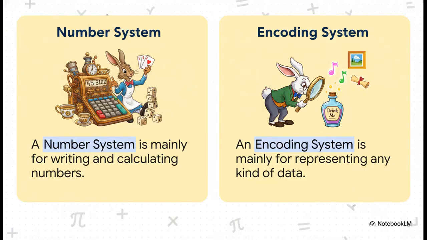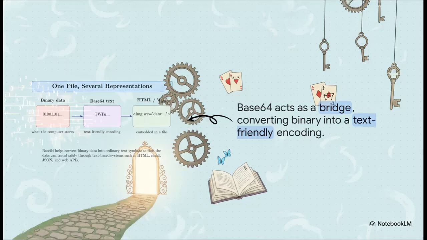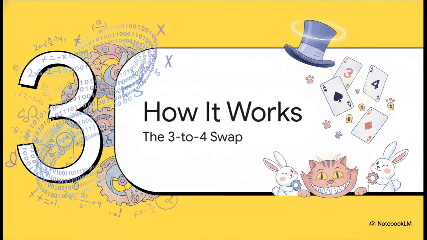And this distinction is absolutely crucial. A number system like base 10 or binary is for doing math. An encoding system like Base64 is for representing any kind of data. We're talking images, audio, whatever you can think of in a totally different format. And here's why that's so incredibly important. A computer stores an image as binary data, just a sea of ones and zeros. But a lot of systems we use every day, like HTML or email, are built for text. And if you try to shove raw binary data in there, it can cause all sorts of errors. Base64 is the bridge. It converts that computer-friendly binary into a text-friendly format that can travel safely through all those systems.